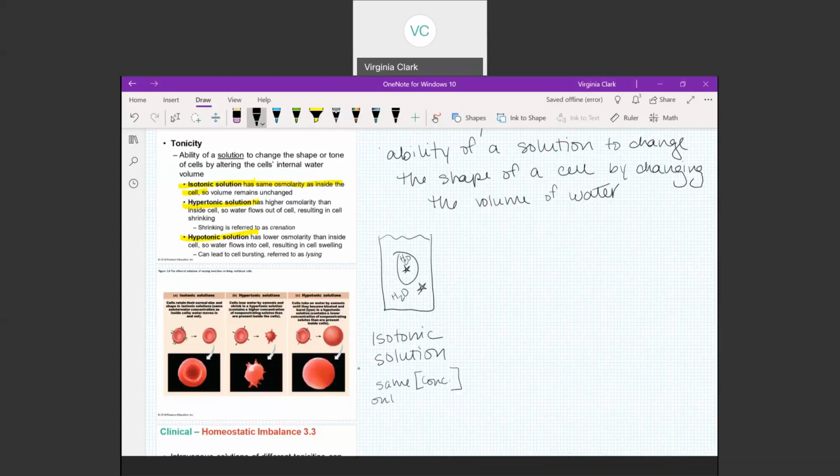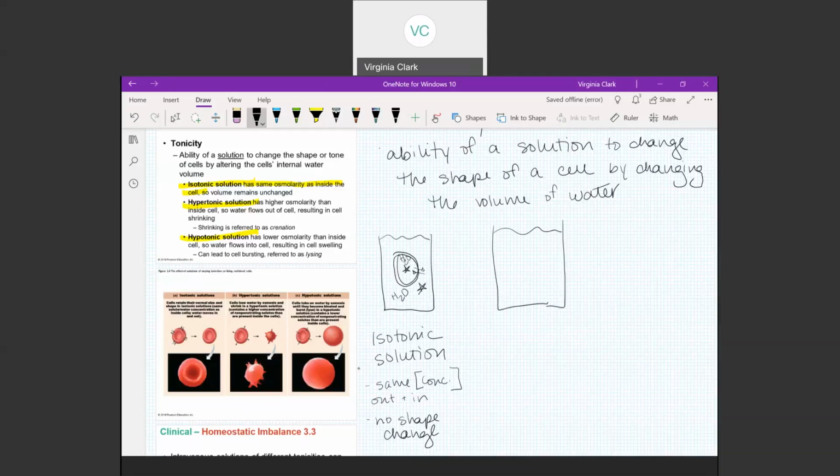It will have the same concentration out versus in. If you have the same concentration out versus in, you have water moving out, and at the same time you have water moving in. So if it's the same concentration, there's no shape change. You essentially replace the water. Your cell shape does not change. However, that can be different in the other two types.